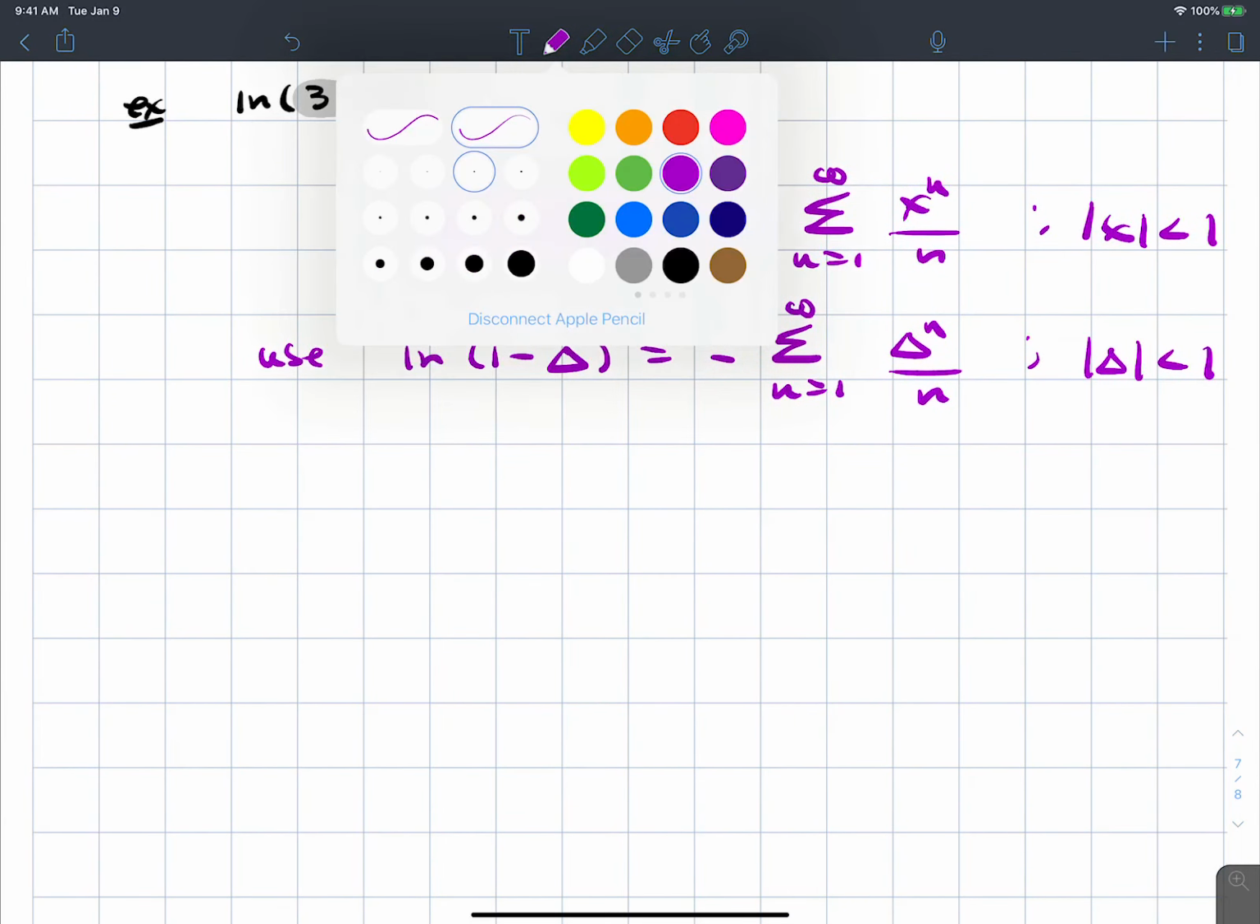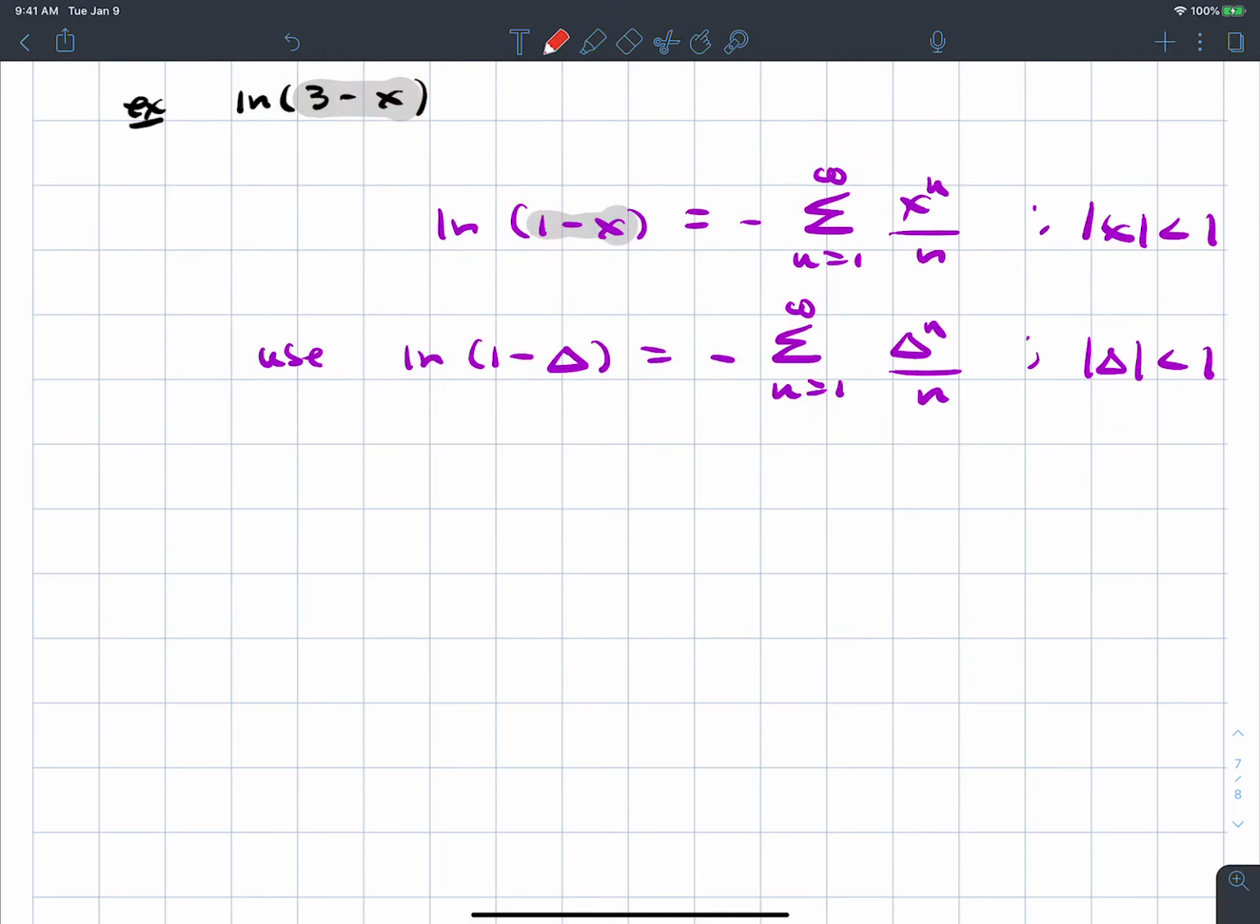Let's see if we can write this a different way. We could do it a couple of ways, I think. I can write this as 1 plus 2 minus x. Yeah, we're going to write it that way. We're not going to factor. We're going to write it this way.